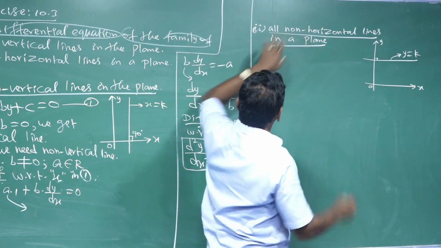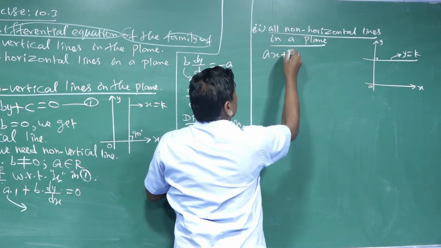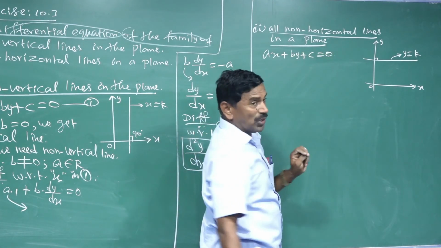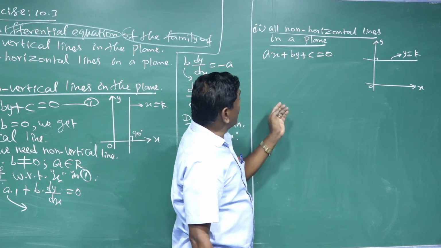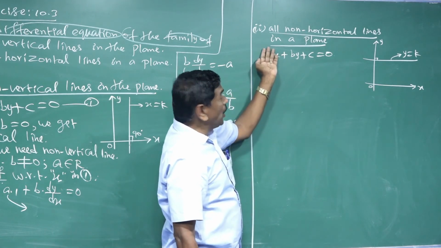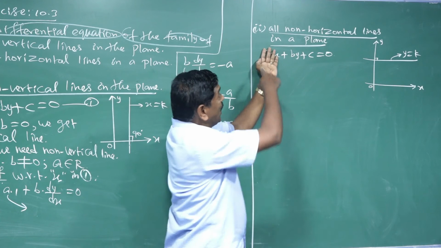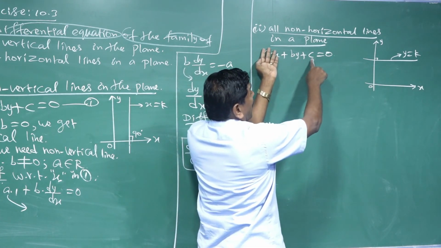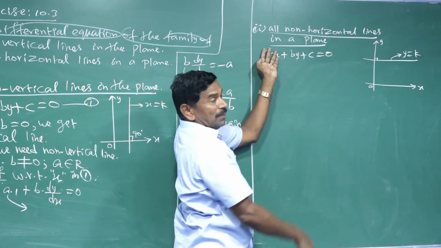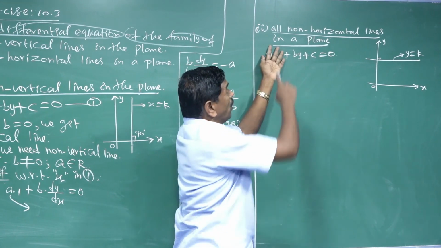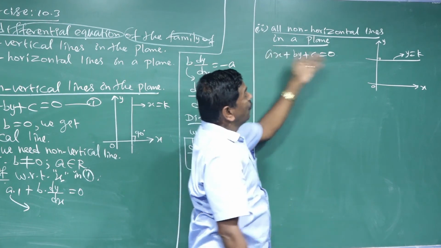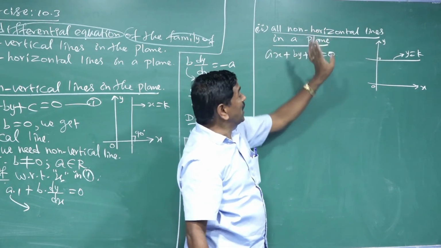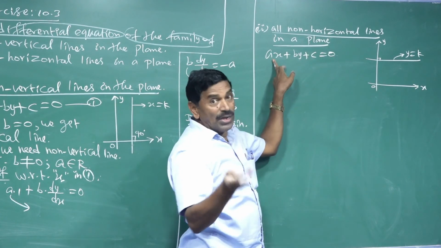Now take the equation of the straight line in general form: ax plus by plus c equal to 0. Here when a equal to 0, by plus c equal to 0, that is y equal to minus c by b, that is y equal to k. When a equal to 0, y equal to k, which is a horizontal line. But we need a non-horizontal line, so that is why a is not equal to 0.